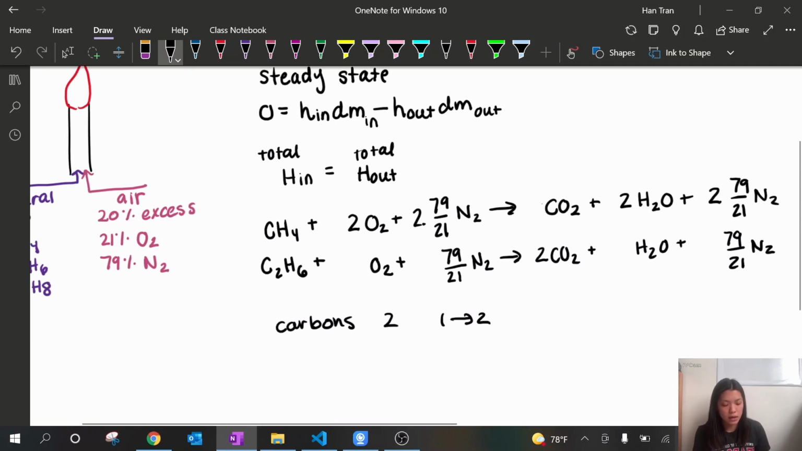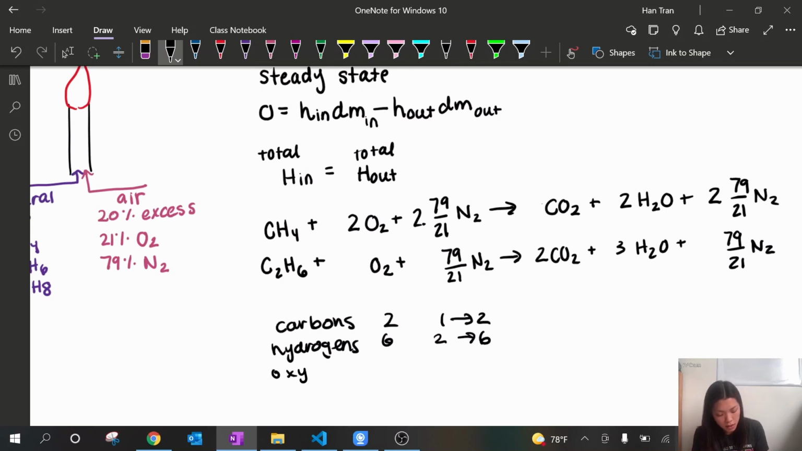Now let's take a look at our oxygens, or our hydrogens, excuse me. On the left side we have 6, and on the right side we have 2, so we have to increase it to get the same number of hydrogens. So if we increase the number of moles of water from 1 to 3, the 3 multiplied by the 2 will give us the 6. So that is now balanced.